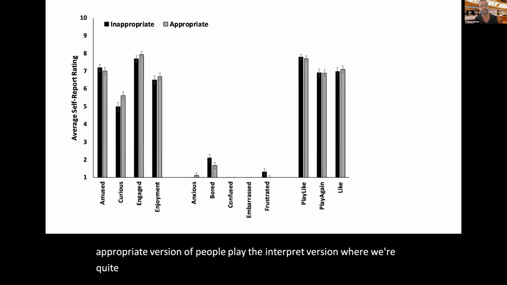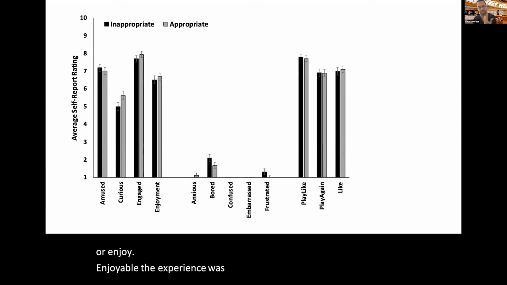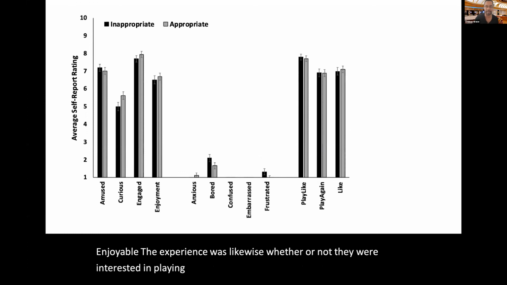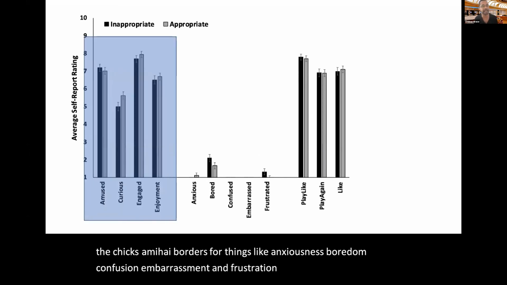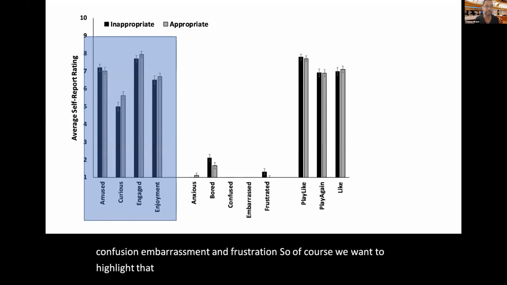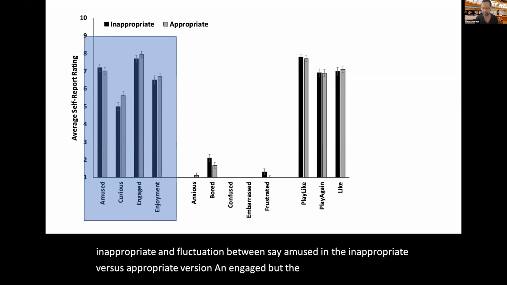Highlighting our findings, you can see here that we've got self-report ratings about how amused, curious, engaged, or enjoyable the experience was. Likewise, whether or not they were interested in playing again, if they liked the play. And then we use some of the Csikszentmihalyi borders for things like anxiousness, boredom, confusion, embarrassment, and frustration. Of course we want to highlight that generally they are very close for inappropriate and appropriate. There is fluctuation between, say, amused in the inappropriate versus appropriate version and engaged, but the flip-flop was pretty minor.